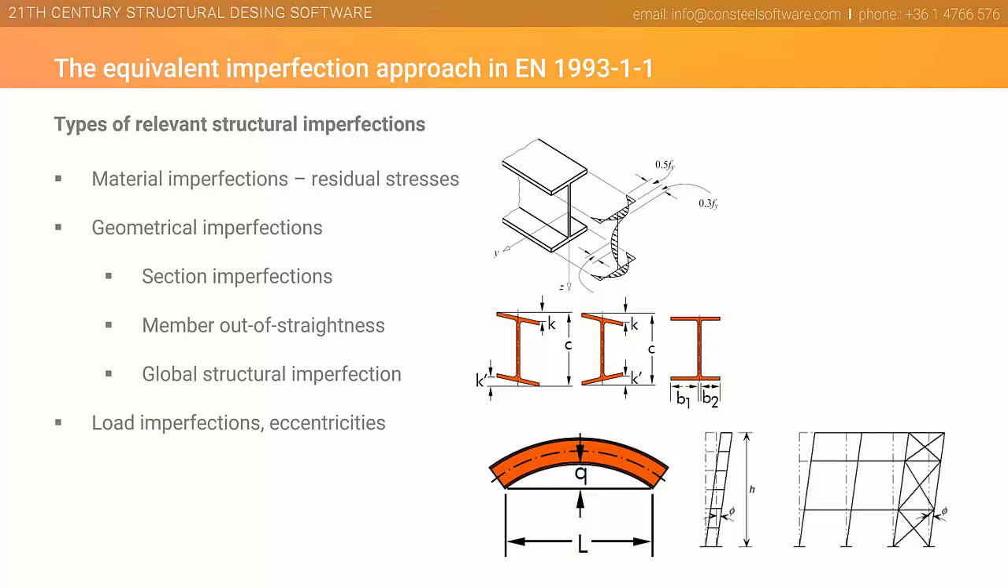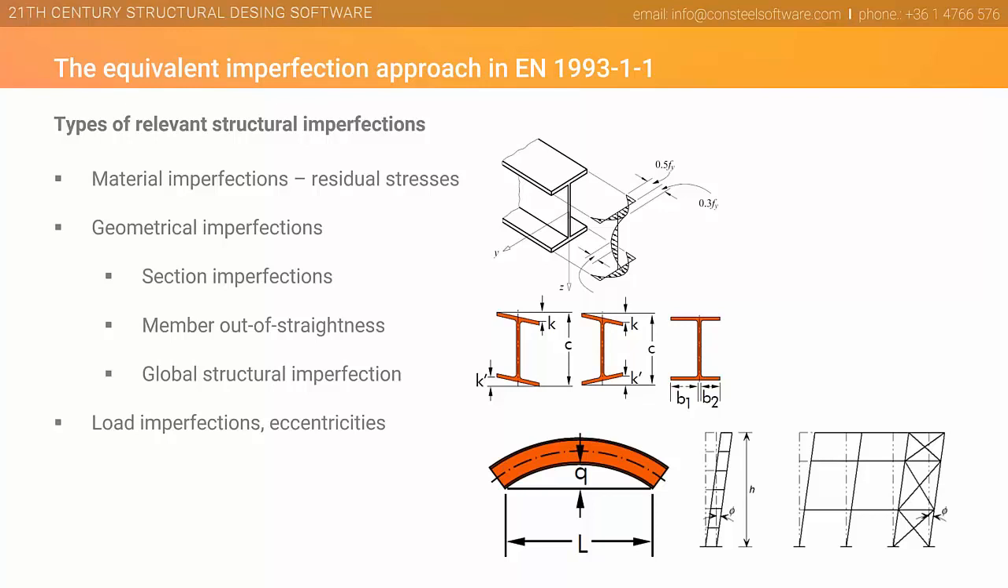Usually we have to take into consideration somehow all of these imperfections, but not directly. I will discuss it later. But what are these imperfections? First of all, material imperfections, which are the residual stresses. These stresses are coming from the manufacturing processes, hot rolling or welding, cold forming processes.